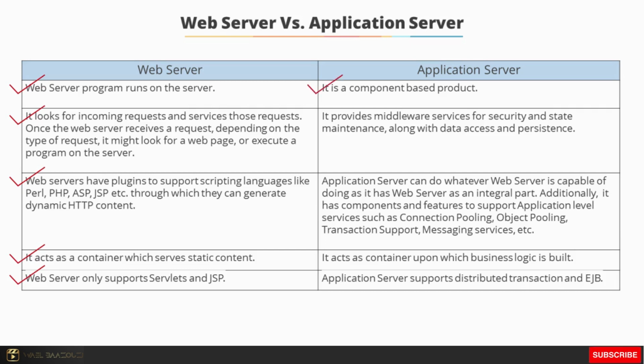Application server is a component-based product that provides middleware services for security and state maintenance, along with data access and persistence. Application servers can do whatever a web server is capable of doing, as it has a web server as an integral part. Additionally, it has components and features to support application level services such as connection pooling, where you can have a set of connection objects created so that you don't have to spend time waiting for the object to be created and destroyed in memory. It will create a set of objects and simply reuse them.